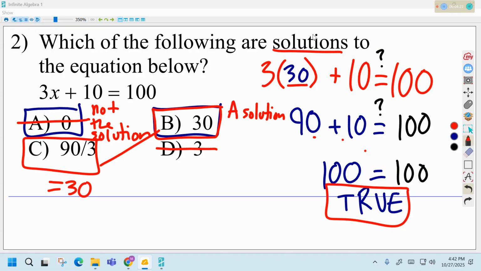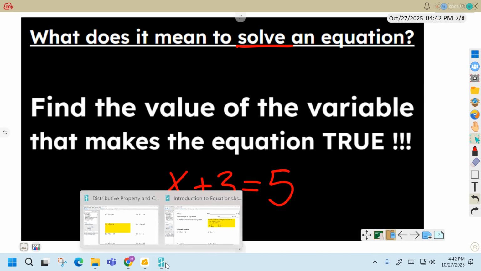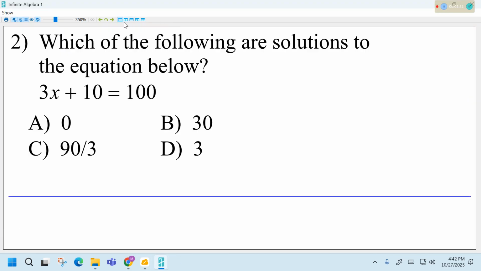So at this point, I hope you guys understand a solution, again, means the number that makes the equation true. We're going to jump into some basic one-step and two-step equations now to just see how they feel.